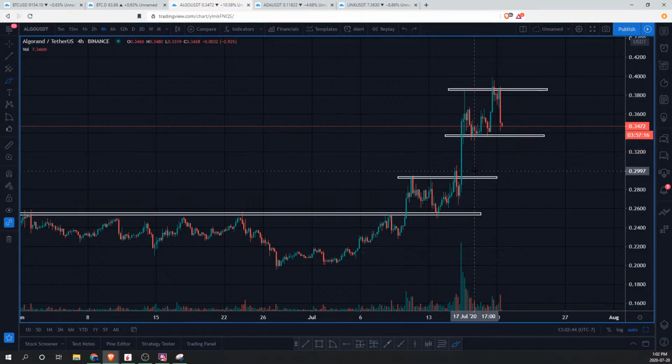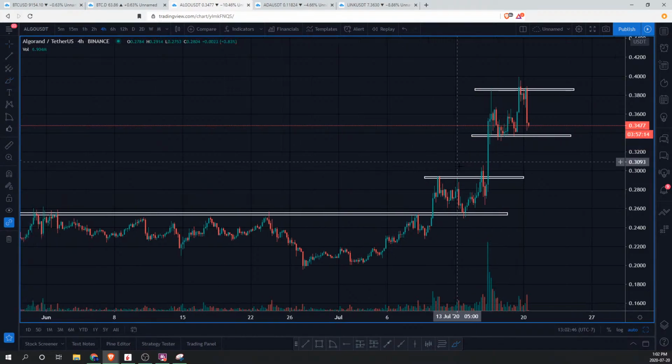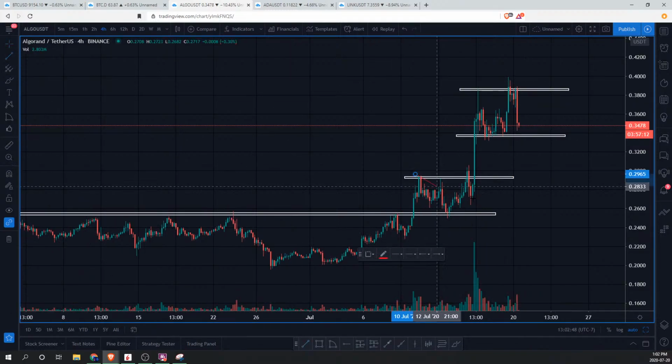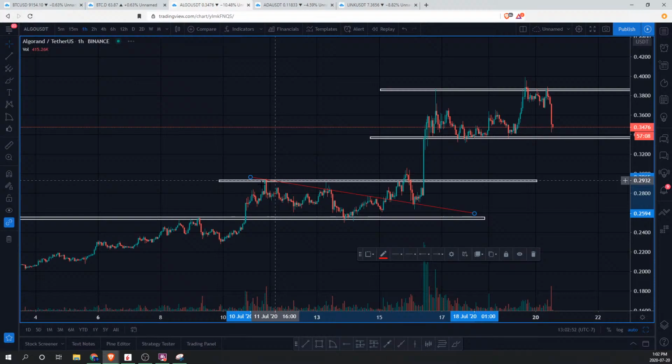You've got to be entered before. And it's not creating a nice squeeze, like that would be an opportunity that you could be entering before. So if we go to the 1 hour chart, we see a nice squeeze. That would be the entry for Algo.